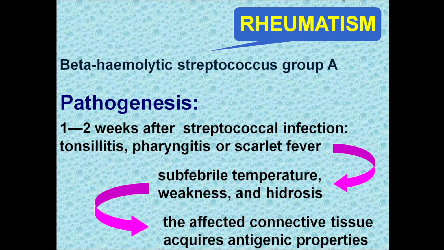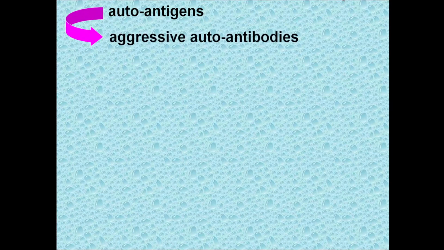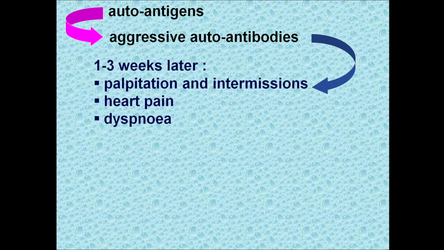which appears due to formation of antigenic properties of affected connective tissue. If you remember, I told you beta-hemolytic streptococcus group A is trophic to connective tissue. As a result, outer antigens and adhesive outer antibodies will be formed. And sometime later, usually 1-3 weeks, we see symptoms which indicate affection of the cardiovascular system.